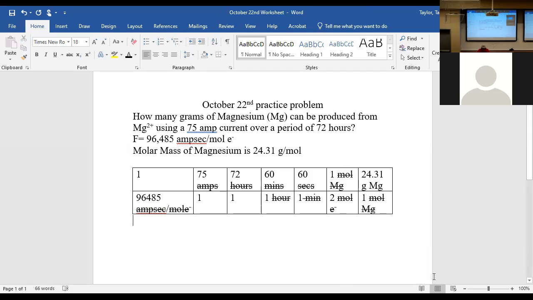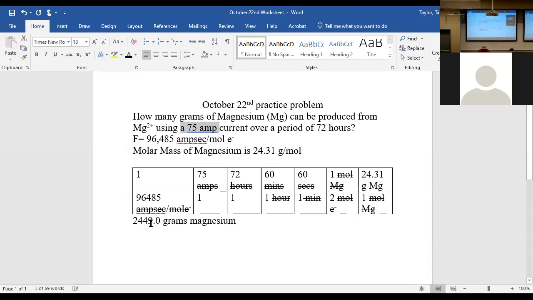And I brought my calculator, so let me plug this in real quick. 75 times 72 times 60 times 60 times 24.31. And then divide it by 96,485 and by 2. And we get the answer of 2,449.0 grams of magnesium.